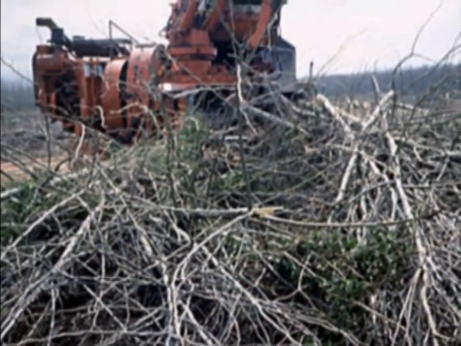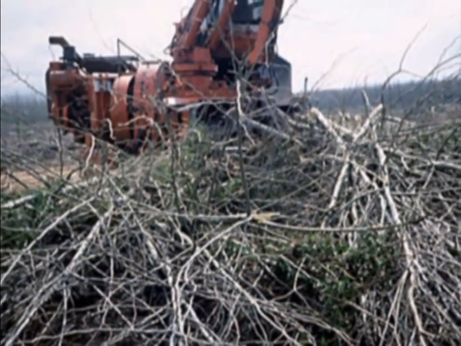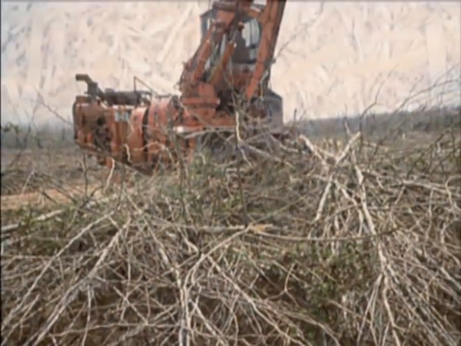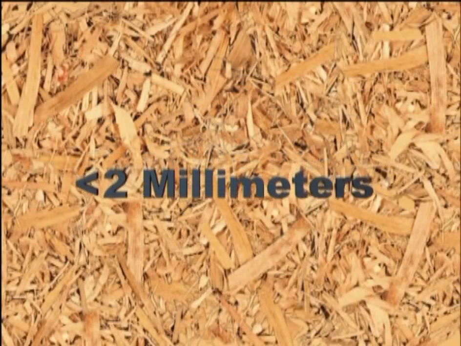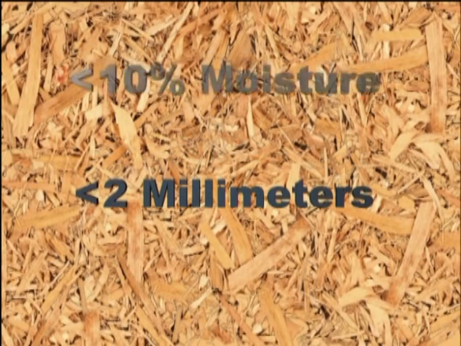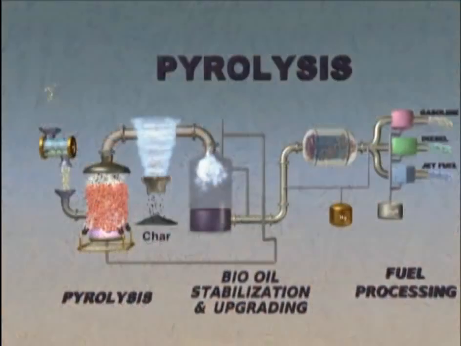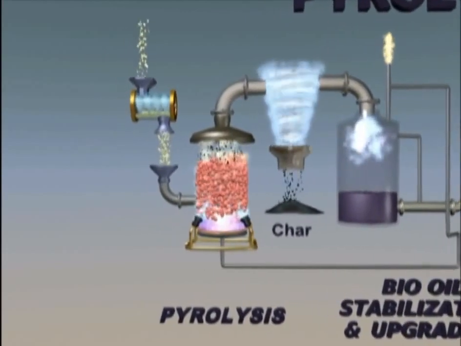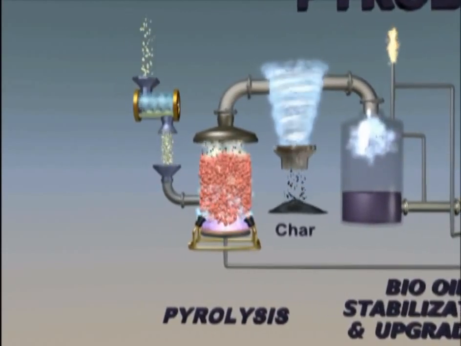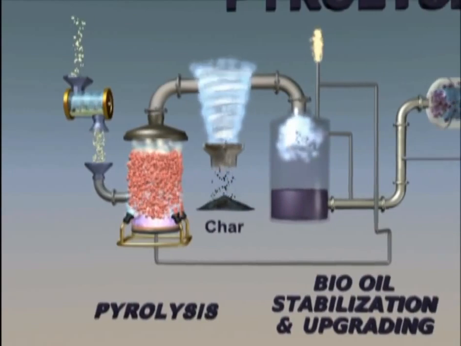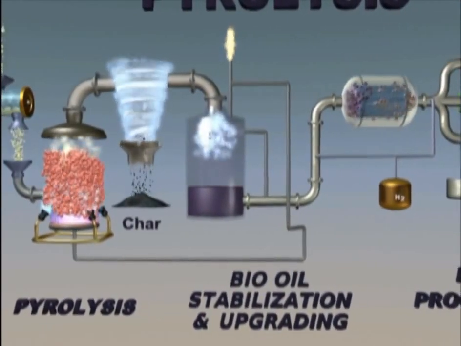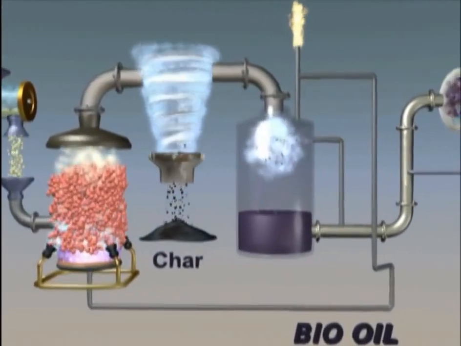Wood material, such as forest residue, is a common feedstock for the pyrolysis process. For best results, feedstock particles are less than 2 millimeters in size and have less than 10% moisture content by weight. The process of pyrolysis heats the biomass at moderate temperatures in the absence of oxygen. This produces vapors that are condensed into liquid bio-oil. Char is also produced during the pyrolysis process.